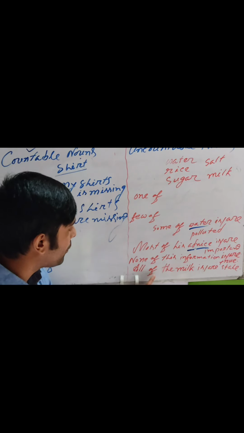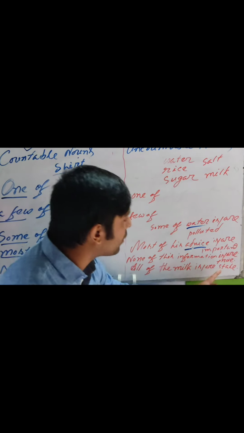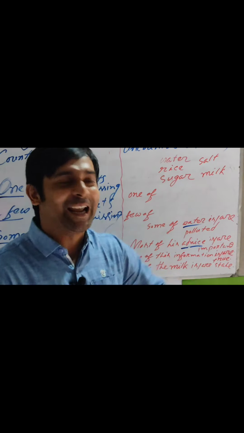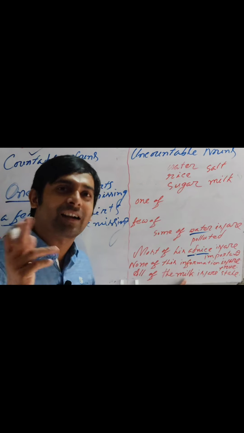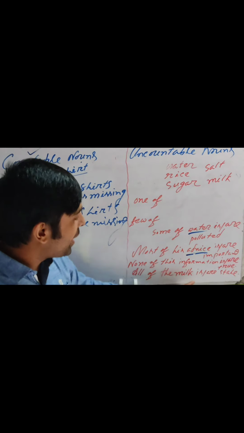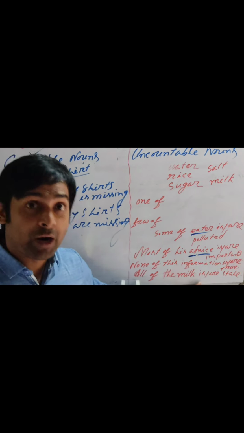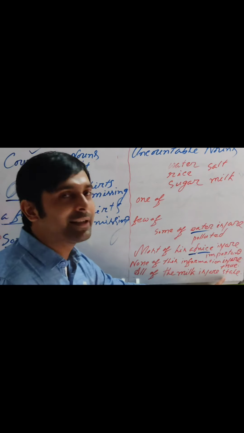Next one, the last example. All of the milk is or are stale? Is milk countable or uncountable? Of course, milk is an uncountable noun. That's why I should use a singular verb here. All of the milk is stale.